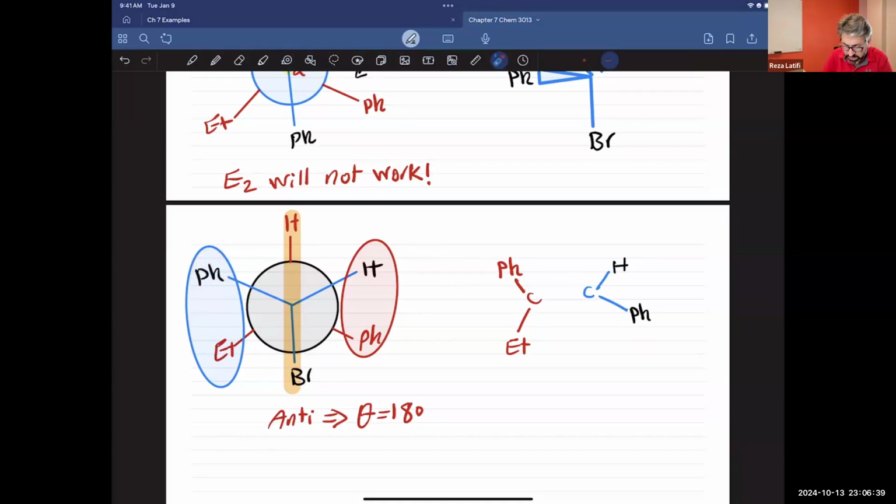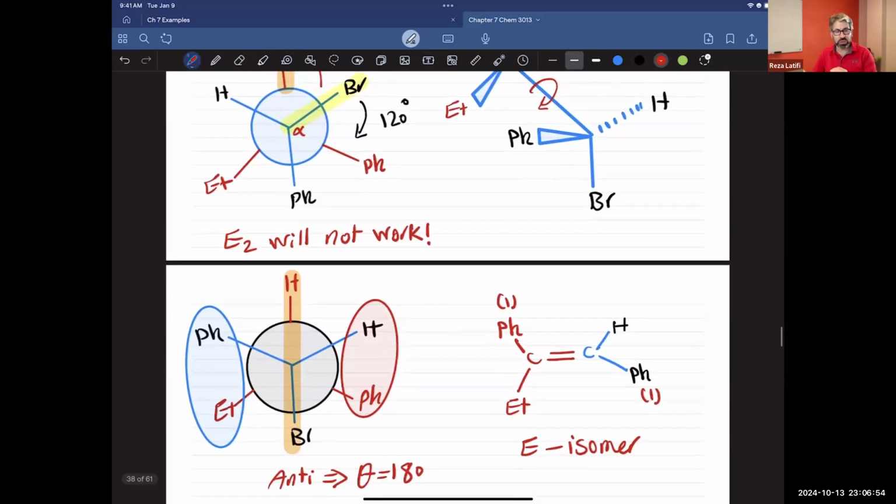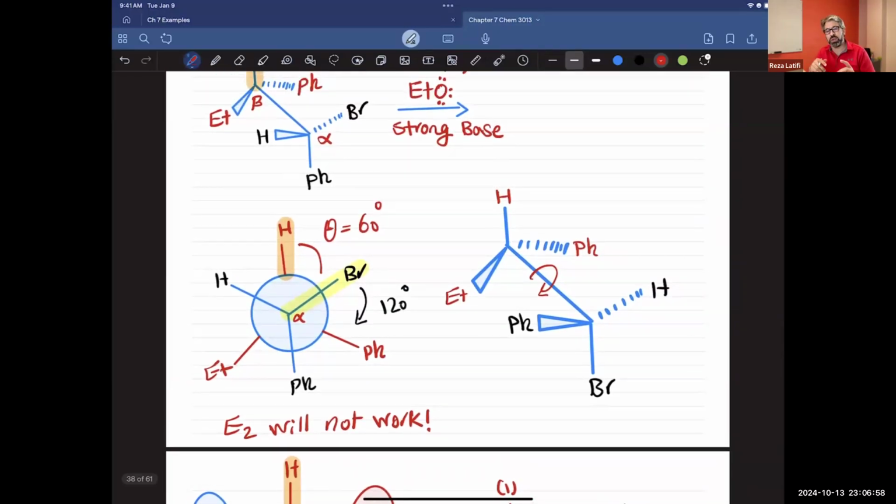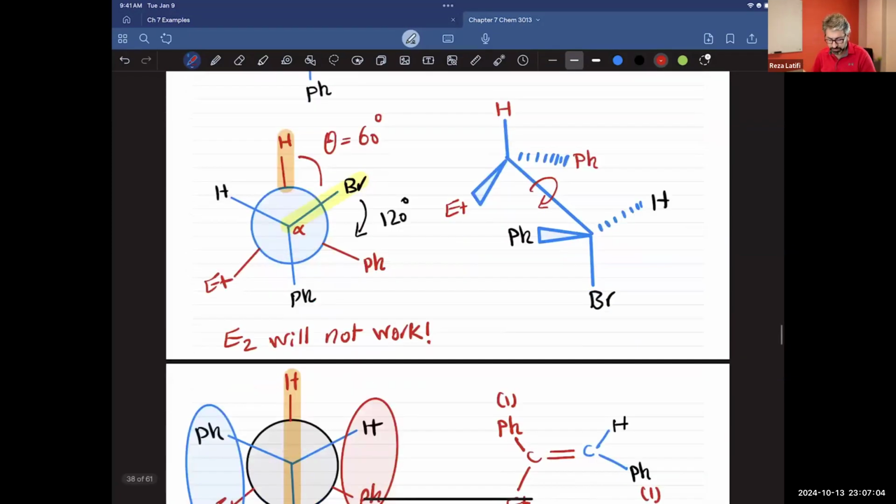Now let's attach them, and we have a double bond between them. Priority goes to phenyl, and here also to phenyl. And so this one will be the E isomer. So you rotate the molecule until you get them in anti-position. When they are in anti-position, now you can have the elimination product.